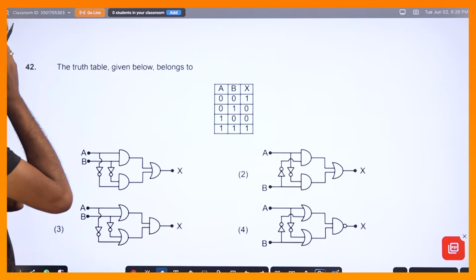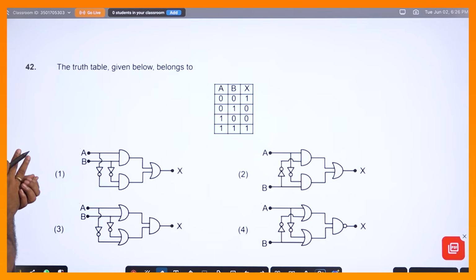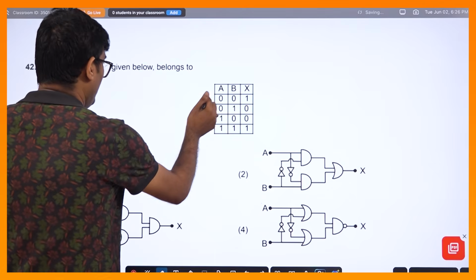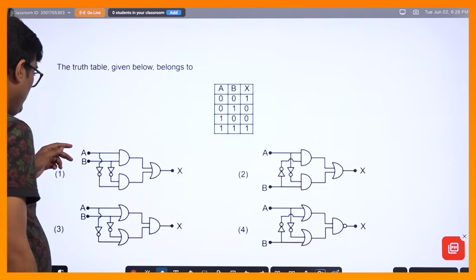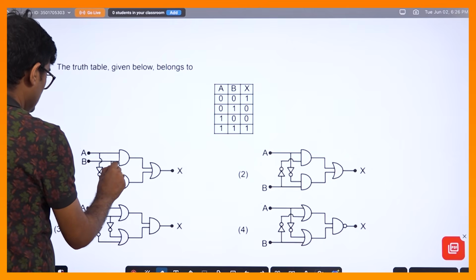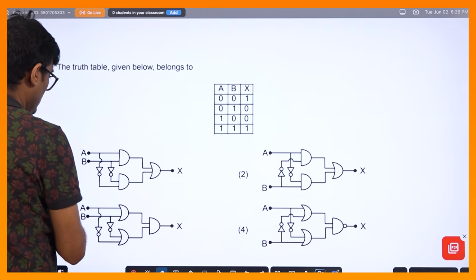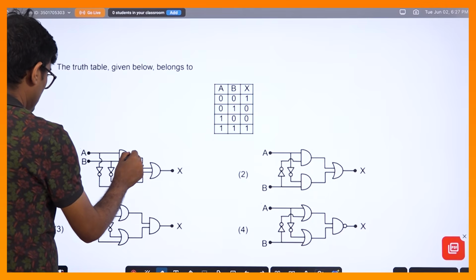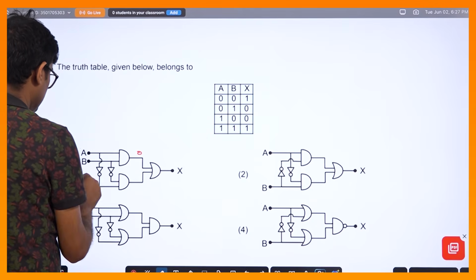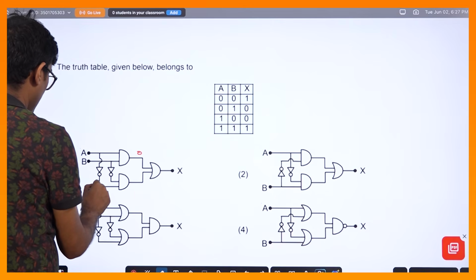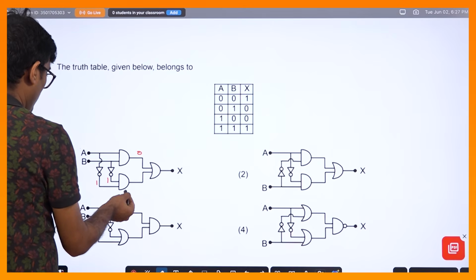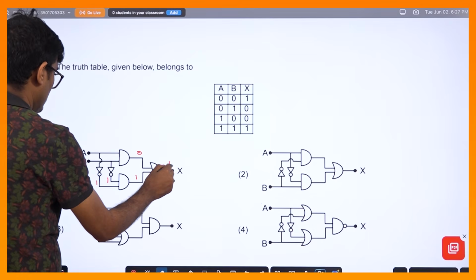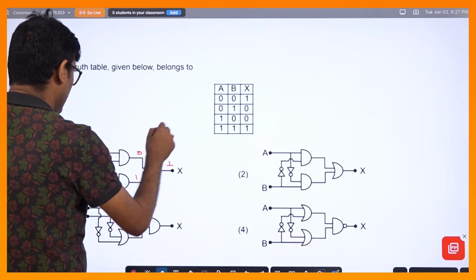It's a truth table. Now I have to check which truth table corresponds to this. Okay, A equal to 0, B equal to 0. If A equal to 0 goes here, B equal to 0 goes here, it is an OR function. It's an AND function, sorry. So this is 0, right? A0, B0, this is 0. Now this is 1, this is 1, and 1 comes to be 1. 1 or 0, it is 1. So x equal to 1, that is the correct function.